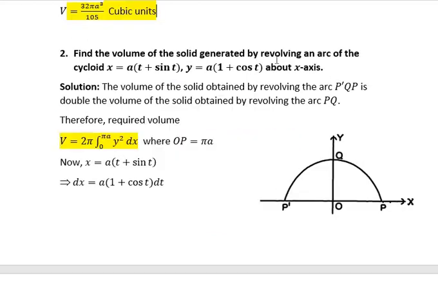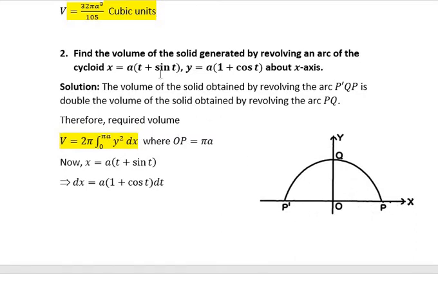Find the volume of the solid generated by revolving an arc of the cycloid x is equal to a into (t plus sin t), y is equal to a into (1 plus cos t), about the x-axis. So, here we have x is equal to a(t plus sin t), y is equal to a(1 plus cos t). This is the cycloid PP dash. So, the required volume V is equal to π integral 0 to πa of y square dx. See here, OP is equal to πa.